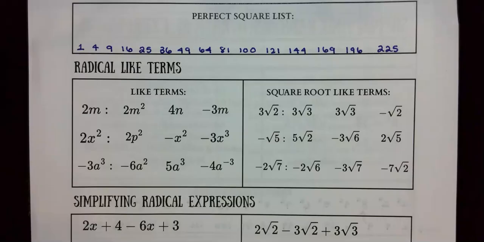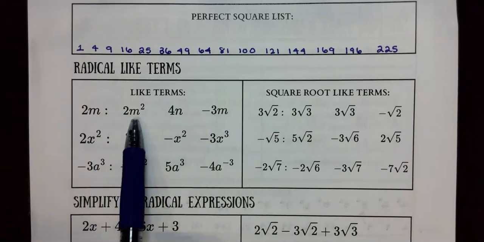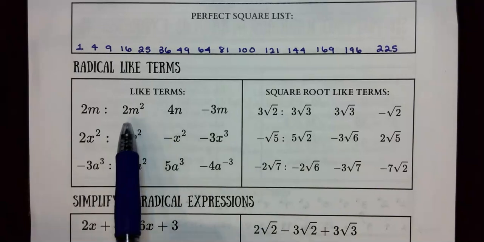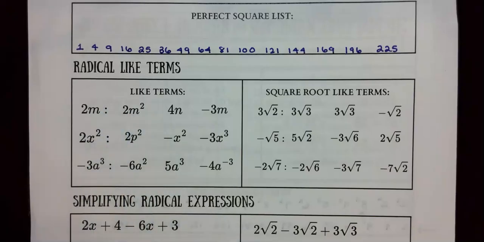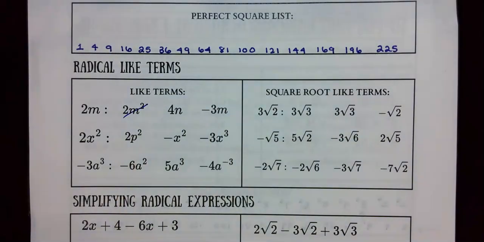So let's look at these examples right here. We're looking at the 2m, and we have three options, and we have to find the one that would be considered a like term. If you had to add and subtract something to 2m, what would it be? The first thing I want to point out, it is not going to be this first one, because even though they both have m, this one has a square and this one doesn't. So this one is not a like term. Close, but not a like term.